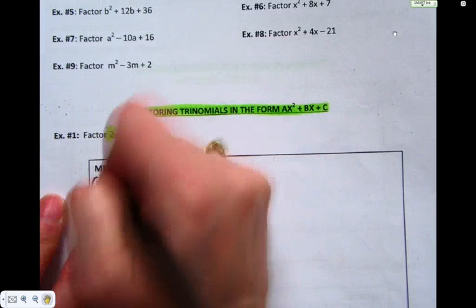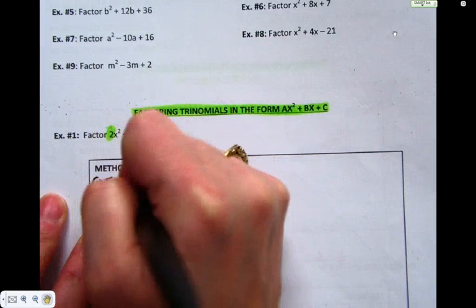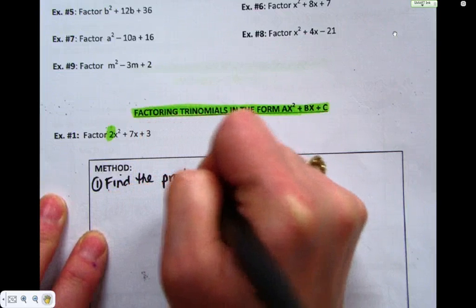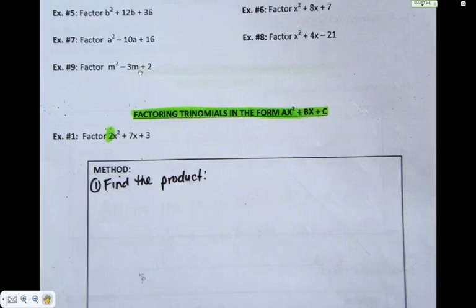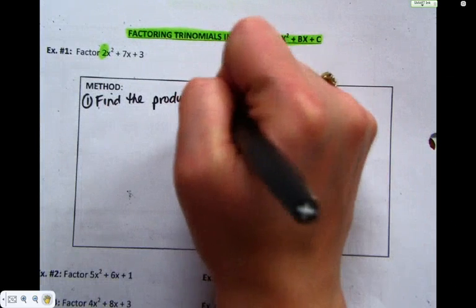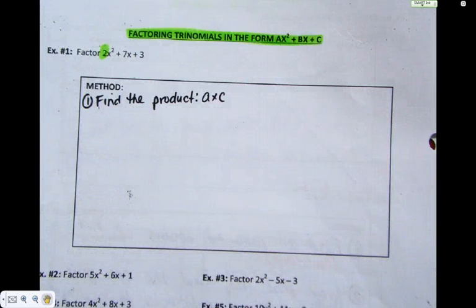Step number 1, find the product. And the product we call A times C, or if you're a word person, it's the first number times the last number.